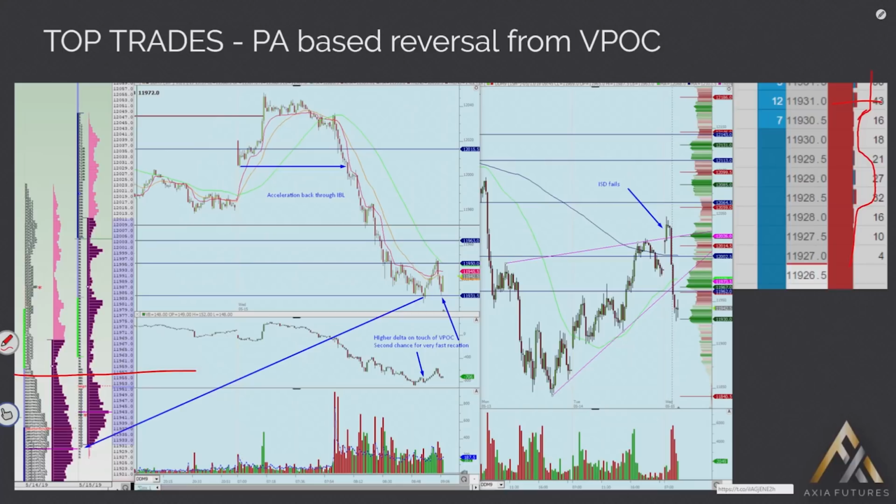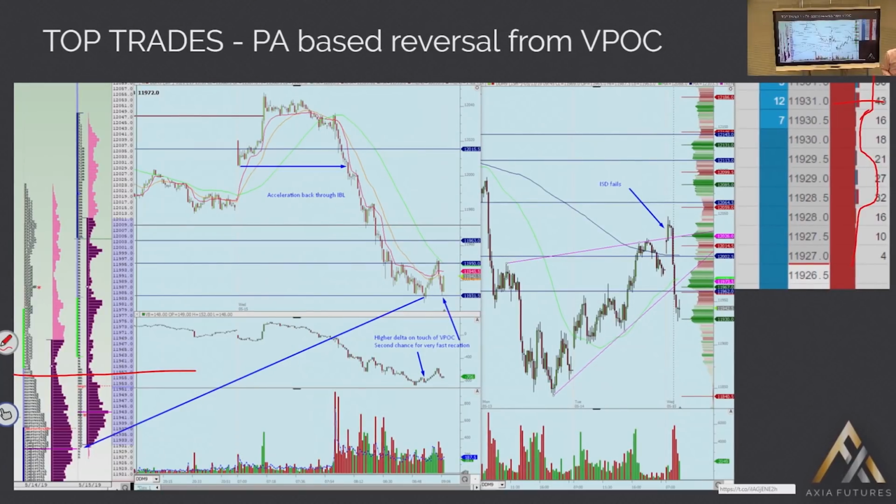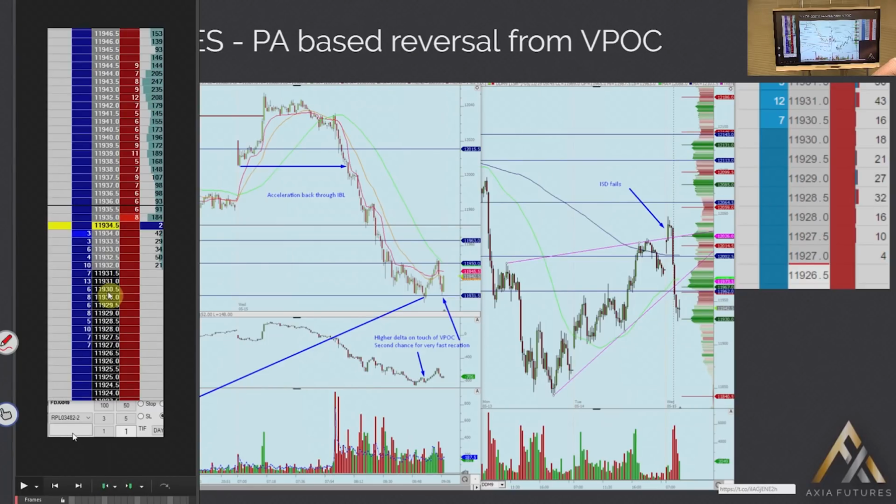Effectively, the market trades through the VPOC and back without doing a great deal of trade there. Therefore, showing you that even though there was selling initially, there's no selling on the way back. And so for that reason, you can look to try and buy it. I'll show you what this looks like on a ladder and how you might want to try and execute the trade.